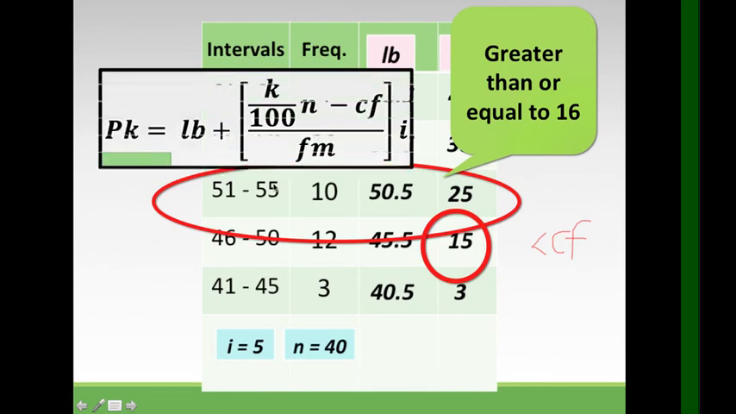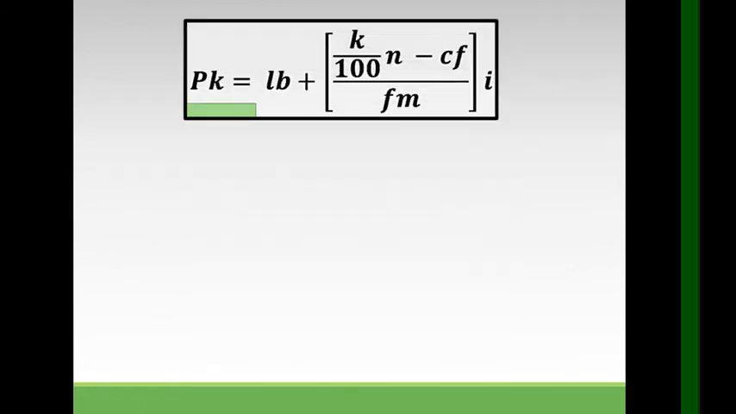And then, the formula is here. So, ang lower boundary natin sa 25 is 50.5. Ang K over 100 times N is 16. Ito yung na-solve natin kanina. Ang CF natin ay 15. That is less than CF. Ang frequency ng 25 ay 10. So that will be 10. Ang interval natin is equal to 5. Nakukuha ba?